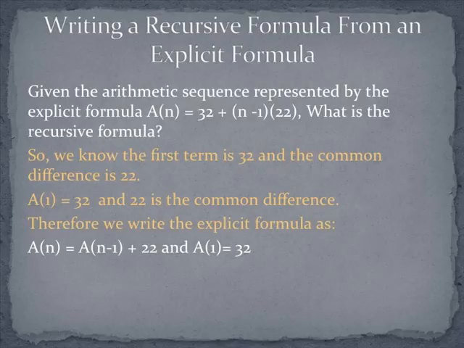Given the arithmetic sequence represented by the explicit formula a sub n equals 32 plus the quantity n minus 1 times 22, what is the recursive formula? So we know the first term is 32 and the common difference is 22. Therefore a sub 1 equals 32 and 22 is the common difference. Therefore we write the recursive formula as a sub n equals a sub n minus 1 plus 22 and a sub 1 equals 32.